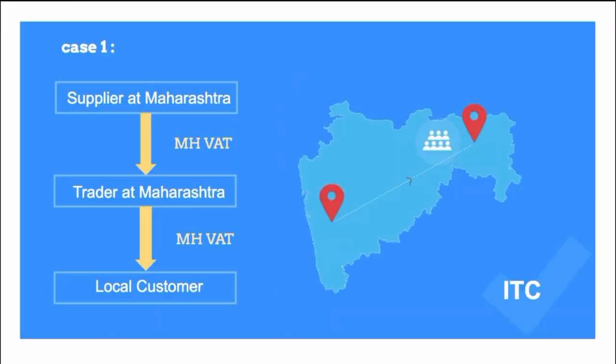Let's say you are a trader in Maharashtra who buys products from a local vendor who is also located in the same state. So you do that by paying the Maharashtrian VAT. And then when you make a sale to a local customer who is also located in Maharashtra, the customer will be paying you the Maharashtrian VAT as well. And so for such a transaction, you would be able to claim an input tax credit.